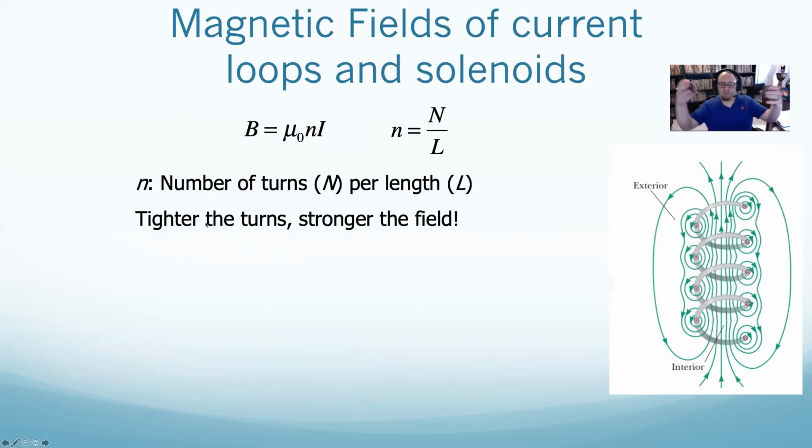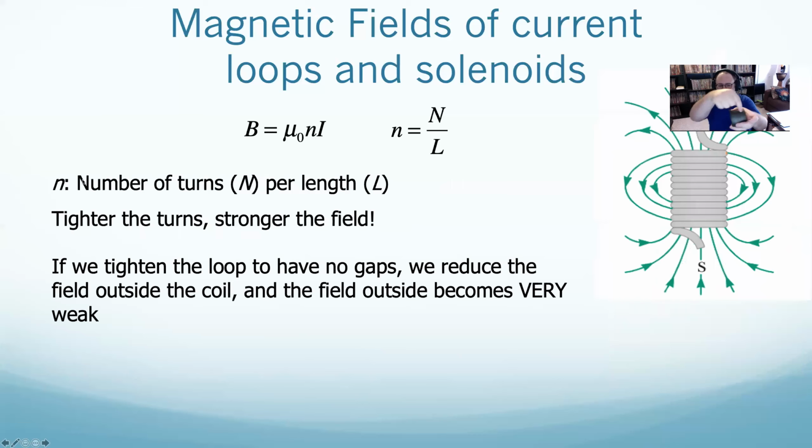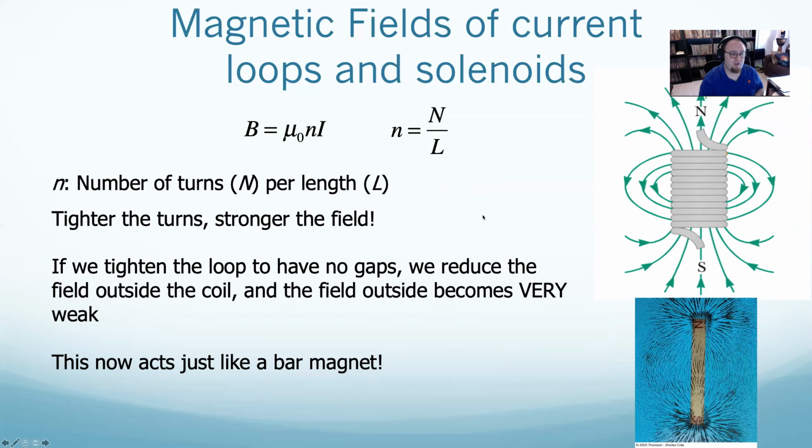The tighter the turns, something like this, weak magnetic field. Something like this, strong magnetic field. The tighter the turns, the stronger the field. And if we tighten the loops to have no gaps, there has to be shielding, or as you know, the current would just jump down, but there are no real gaps. We can reduce the magnetic field outside the coil, and it will become very, very weak. All of the magnetic field will be inside. And what this does is allow us to create what looks like a ball magnet, magnetic field-wise, but will be really strong inside and off the ends and not cause too much outside.